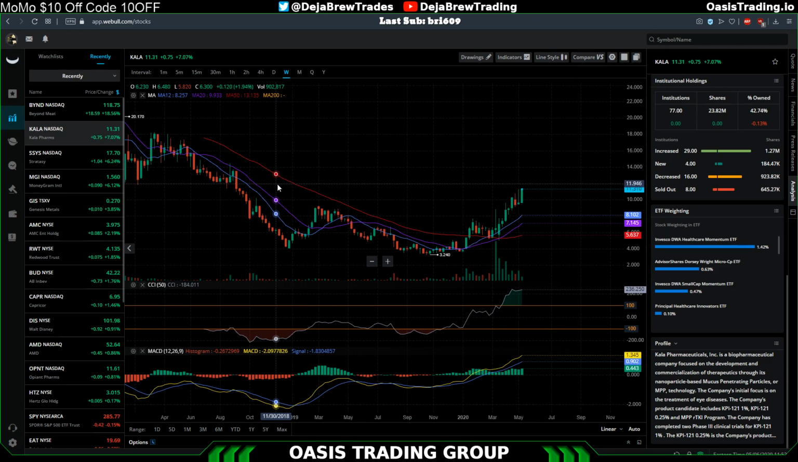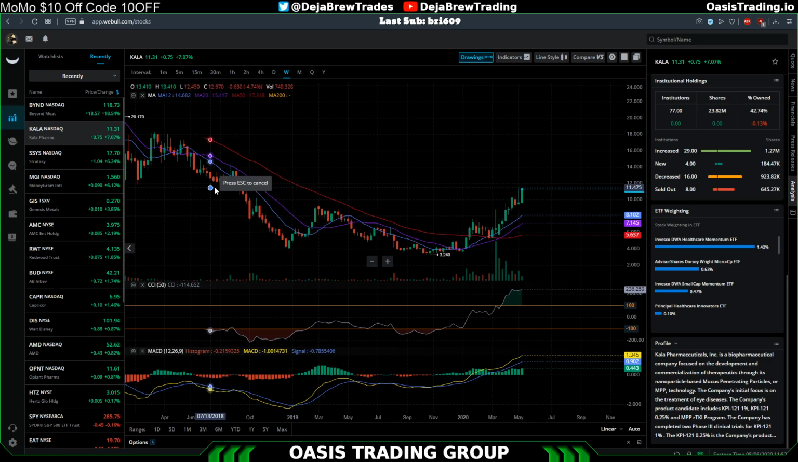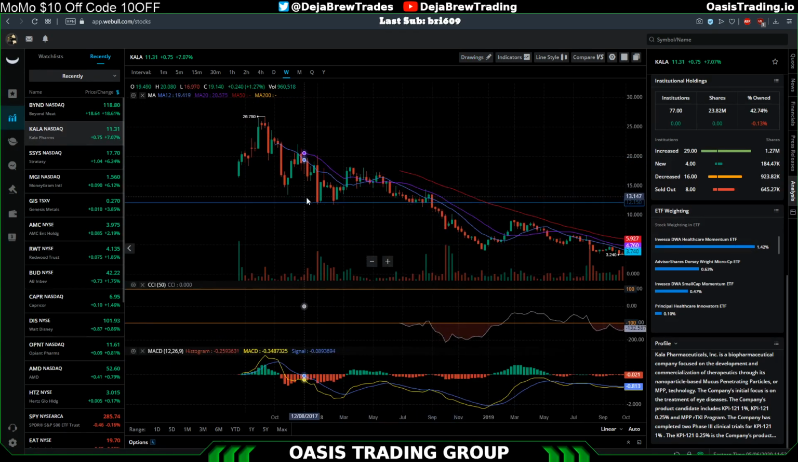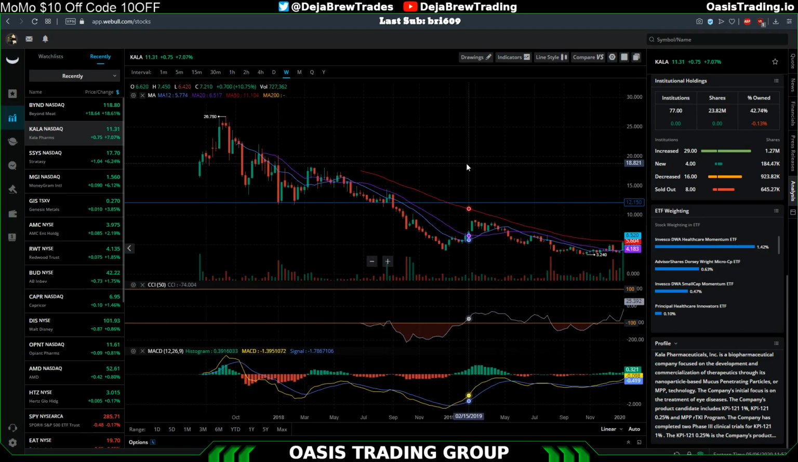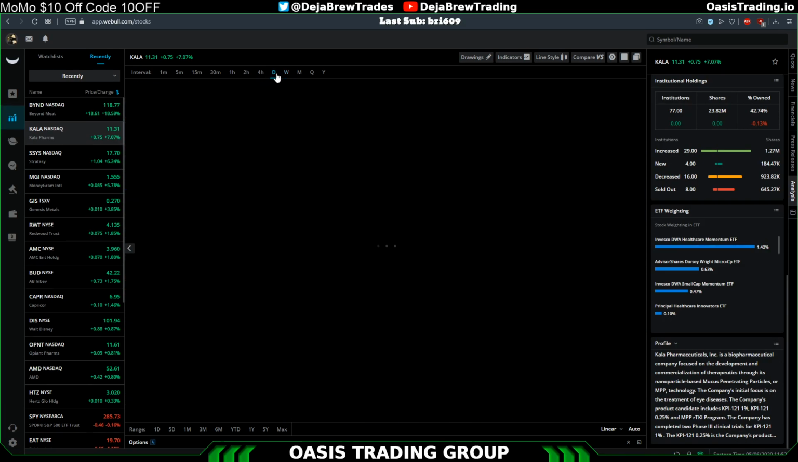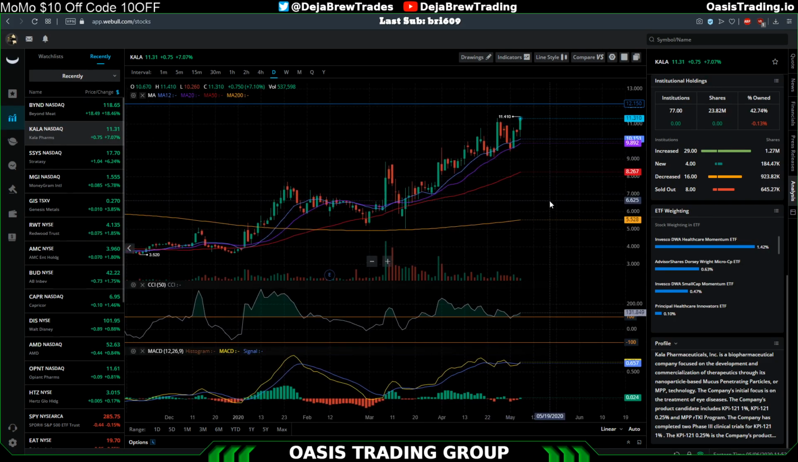You're coming into a lot of resistance here on the weekly. So watch out for this weekly range. Yeah, that's a lot of resistance you're coming into, around 12, 12.15. Definitely keep an eye on that. You might even hit it today.